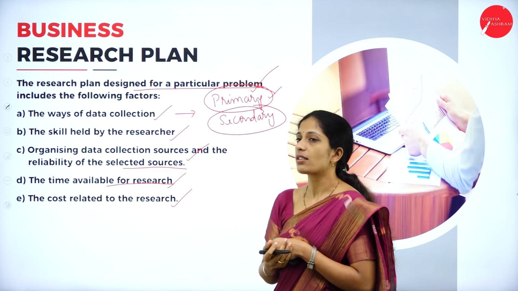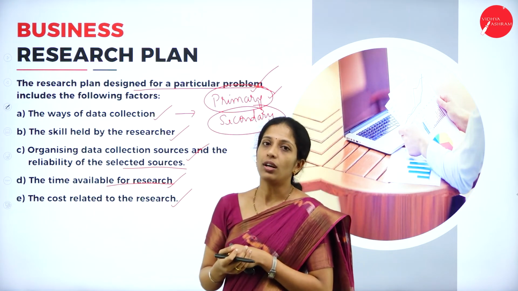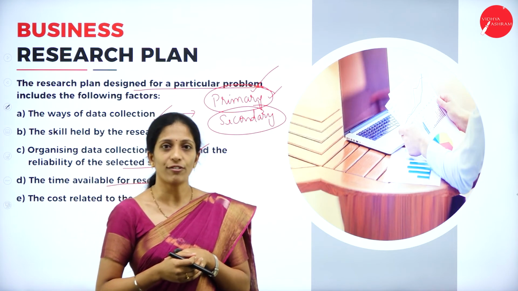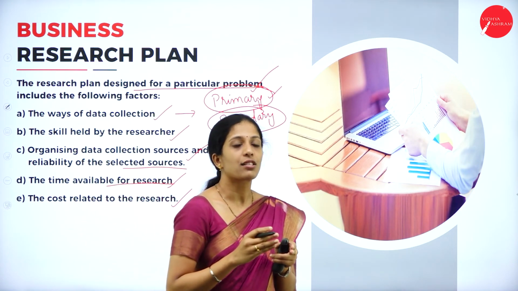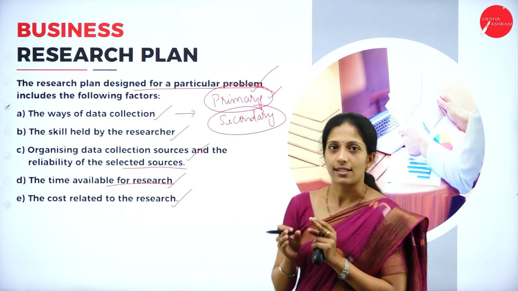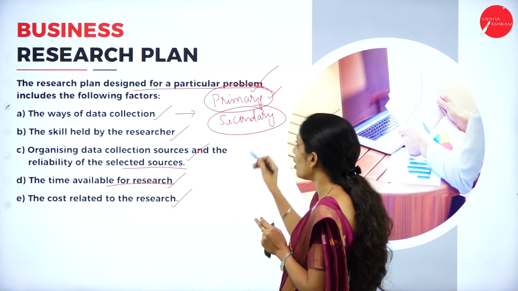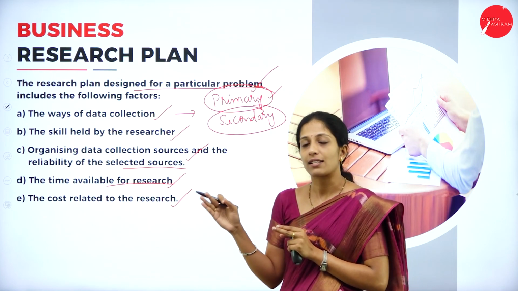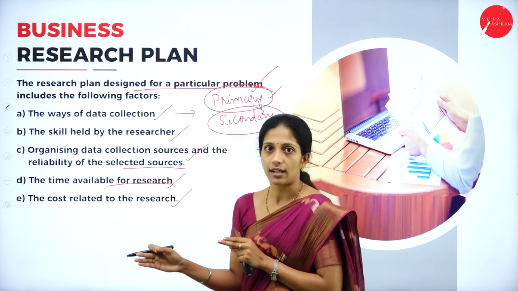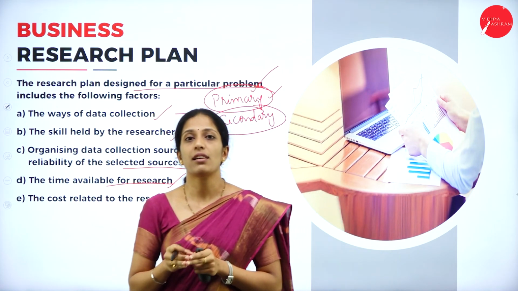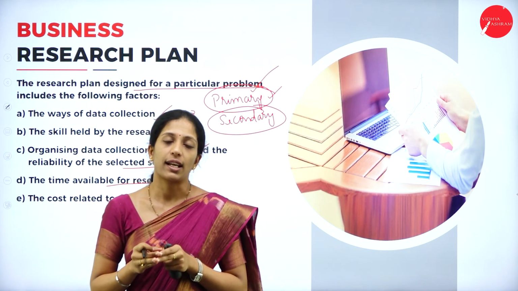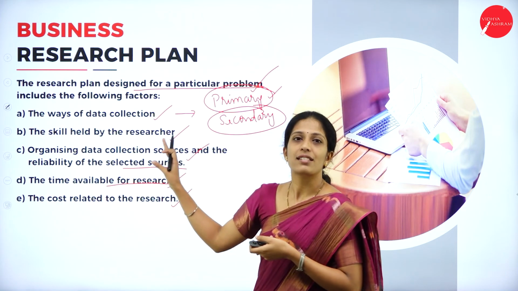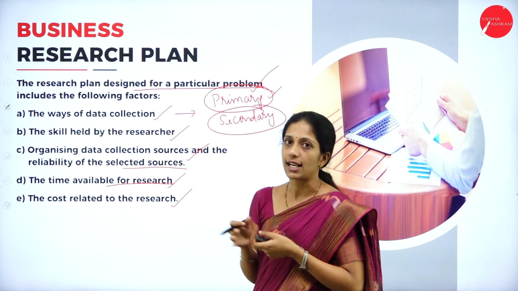Next one is the cost related to the research. Of course, when we go for primary sources, we require a huge amount of money. In that situation, if the researcher has less money, then he can go for secondary sources. Or if he has huge money, and at the same time a lot of time to complete the research work, in that situation he can go for primary sources. So, everything can be decided in advance through a proper research plan.